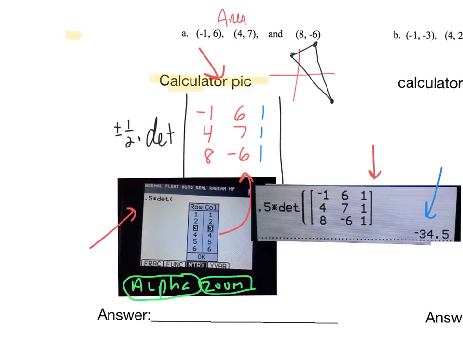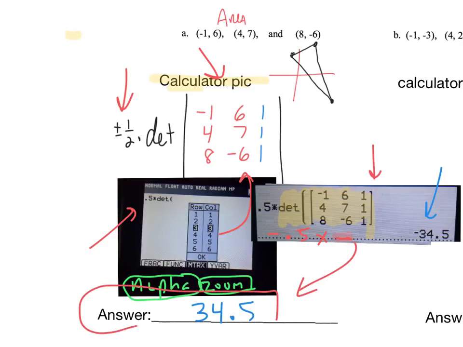-34.5. Well, the area of a triangle can't be negative, so instead I'm just going to make my answer positive 34.5. See, what happens is the determinant of this matrix actually turned out to be a negative number. Sometimes when you set up your matrix, you'll get a negative determinant, sometimes you'll get a positive determinant, and that's why the rule says you multiply it either by a positive or a negative. In this case, I actually had to multiply it by negative a half, because then that negative times the negative determinant gives me a positive value for the area. So the area of a triangle can't be negative. So in this case, the area of that triangle is 34.5.